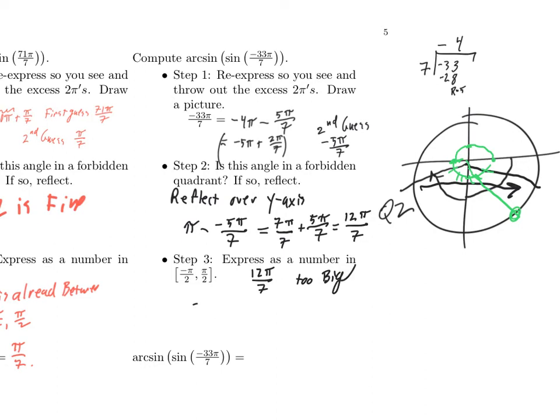So to come up with a better guess, I can subtract off some full revolutions. Let's subtract off 2 pi. If you saw an angle that was really, really big, then maybe you could be more systematic than this, but I'll just subtract out a single 2 pi. That'll give me 12 pi over 7 minus 14 pi over 7, leaving me with negative 2 pi over 7. So the inverse sine of the sine of negative 33 pi over 7 is negative 2 pi over 7.